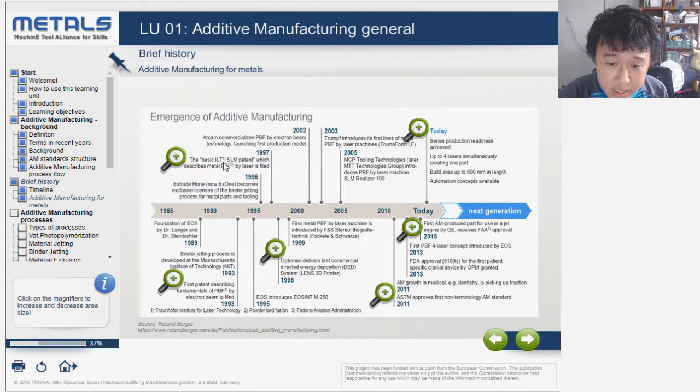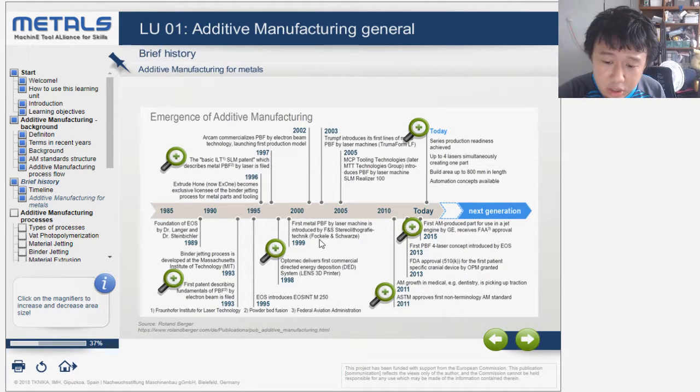The basic SLM patent, which described the metal powder bed, is filed. Arcam commercialized the powder bed fusion electron beam technology. So this is the technology that I studied for my PhD. It's quite cool. I like the machine a lot. It's very different from the laser systems. It has its advantages and disadvantages. I'm sure we will see it in the other episodes or the other lessons.